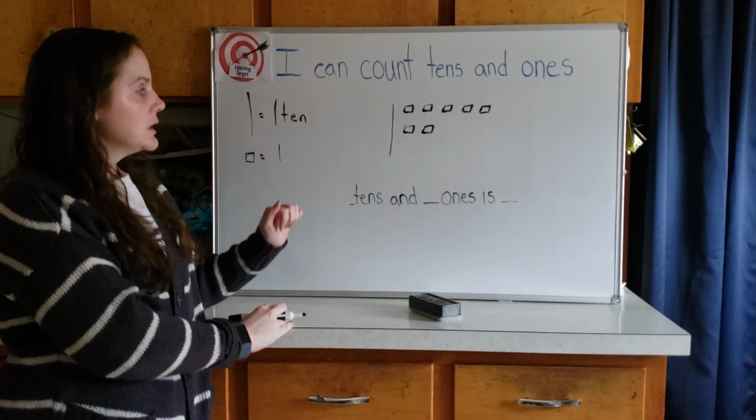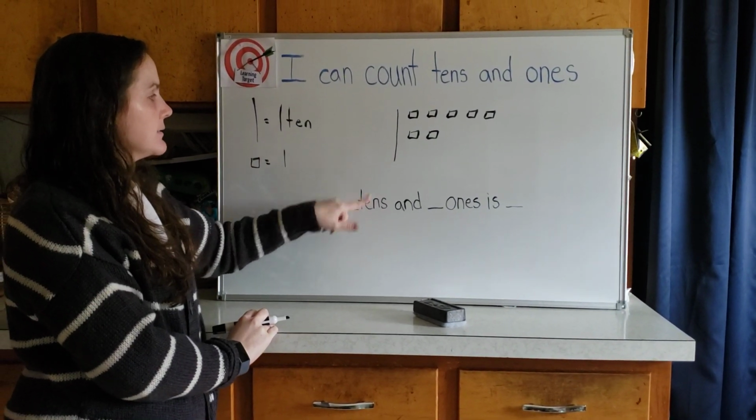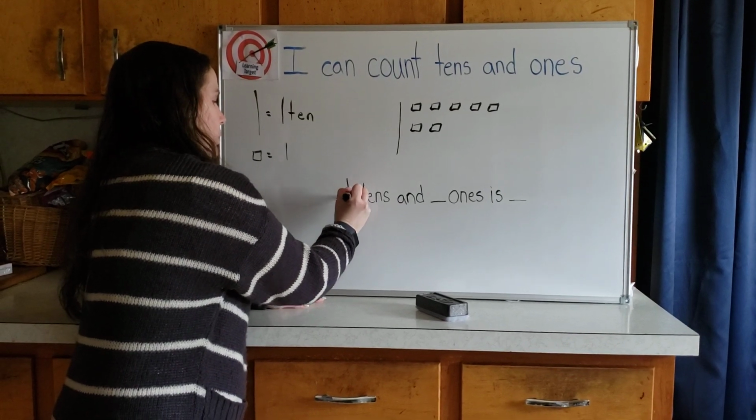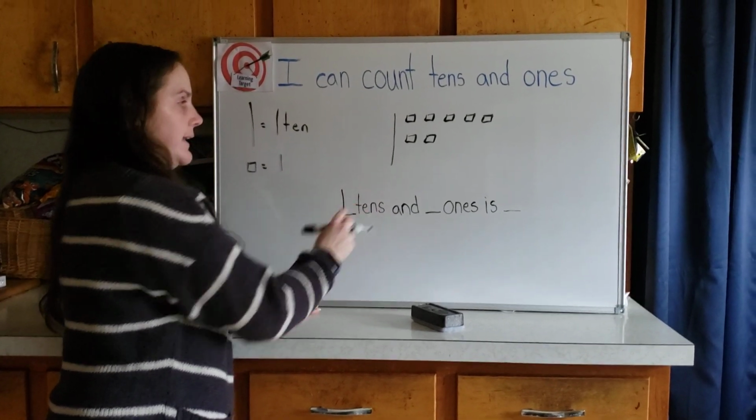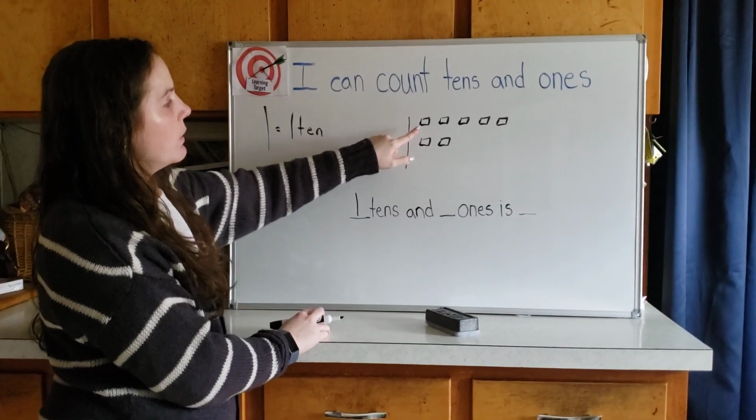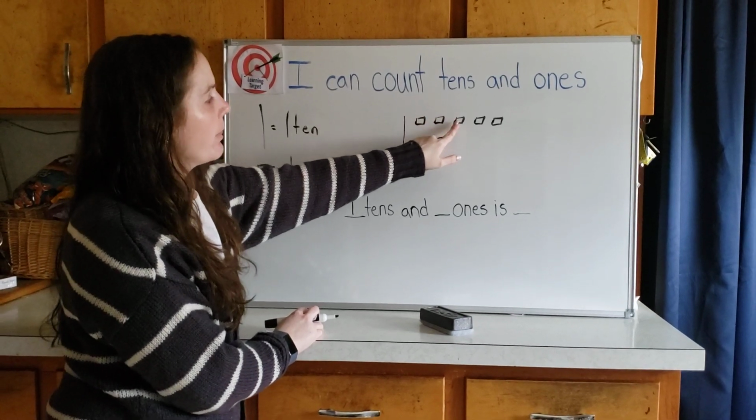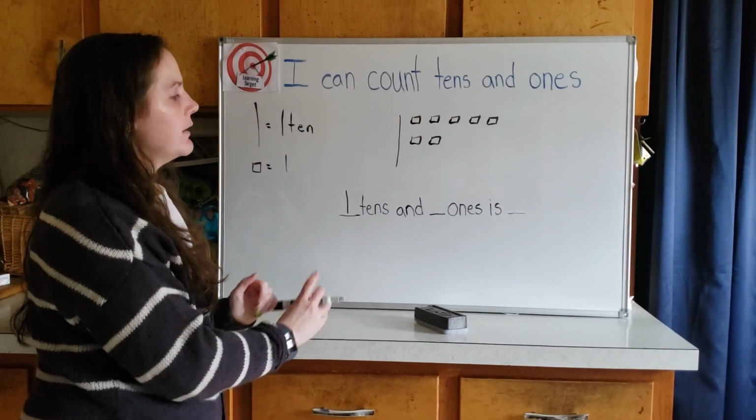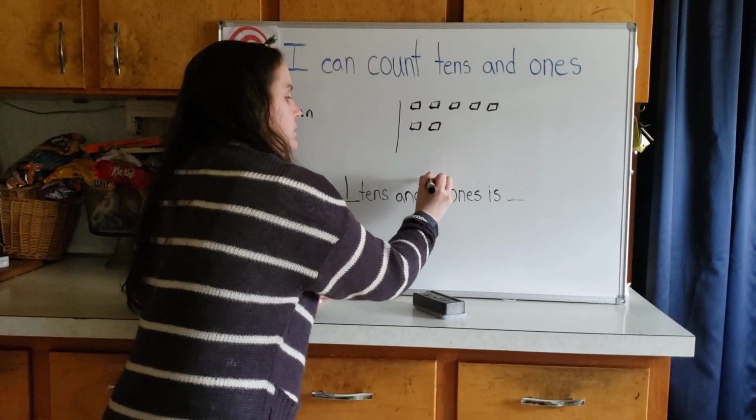All right, let's try another one. So first we're going to count our tens. This is my tens, so I have 1. So I'm going to put 1 next to the word tens. And then I'm going to count my ones. 1, 2, 3, 4, 5, 6, 7. I have 7 ones, so that's going to go next to the word ones.